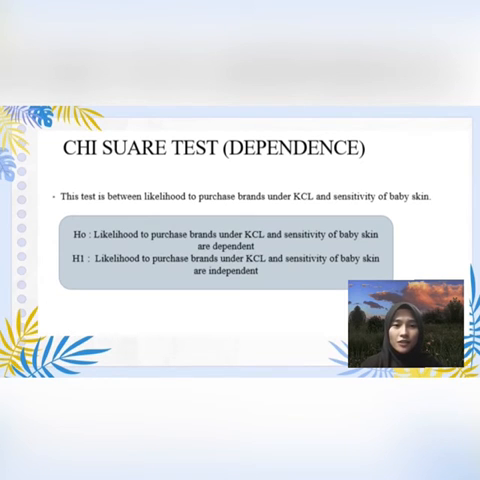I will continue with question D, which is the chi-square test for dependence. The chi-square test for dependence is conducted with the purpose of checking the dependency between two variables, which in this case are likelihood to purchase brands under KCL and sensitivity of baby skin. The null hypothesis is that likelihood to purchase brands under KCL and sensitivity of baby skin are dependent, while the alternative hypothesis is that they are independent.